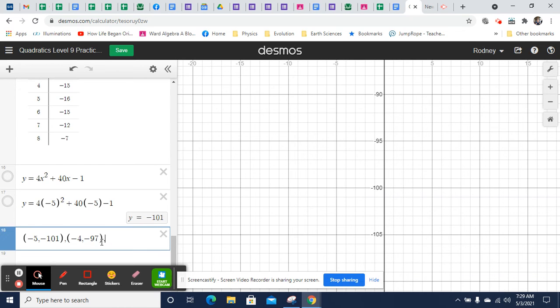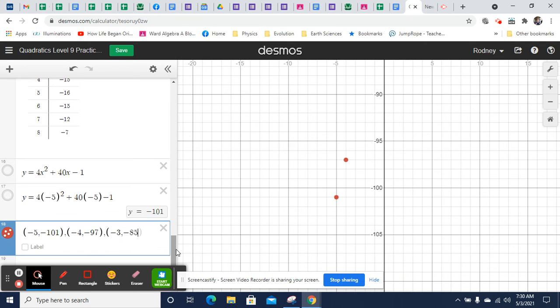And then I'll go to negative 3 for x. That's one step more to the right. And now instead of going up 3, I'm going to go up 3 times 4 because of that lead coefficient. So 4 times 3 is going to be 12. So up 12 from negative 97 will be negative 85.